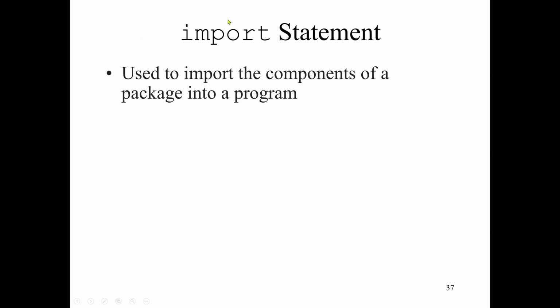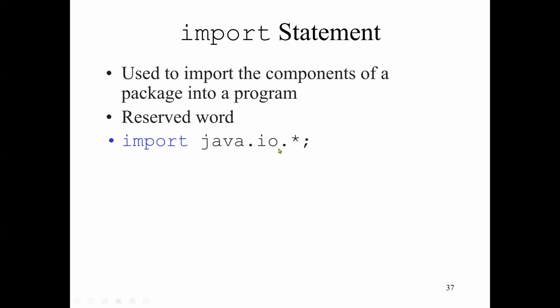We use the keyword import, to import a component of a package into a program. So import is again a reserved word or keyword. An example here: we say import java.io.*. The asterisk means you want to import all the classes in the package. Here the package is io, input and output.